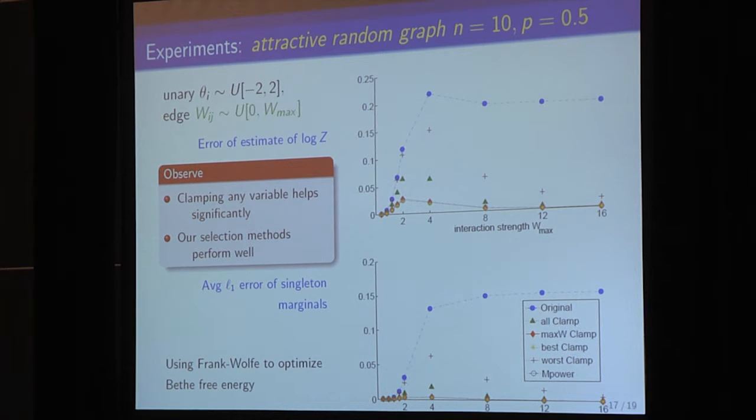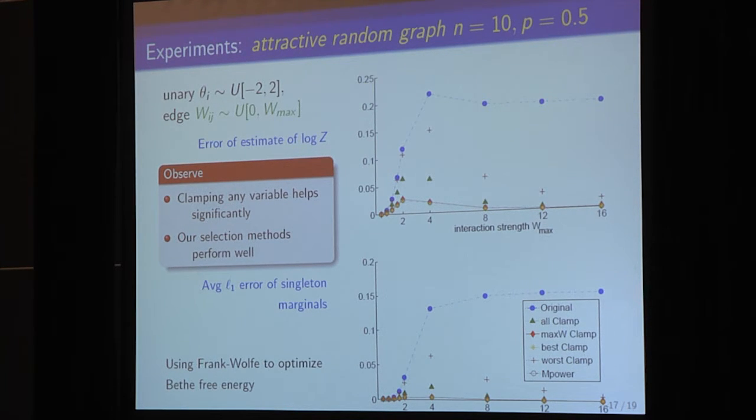So here we looked at random attractive models on just 10 variables, where each edge is randomly on or off with probability 1/2. And at the top, we're showing the error of the log partition function estimate. At the bottom, we show the error of the singleton marginals. The x-axis is the maximum interaction strength, and the y-axis is showing the error. So in both cases, blue is showing the original error, and then we have error for different choices of picking a variable to clamp. And the main takeaways are that clamping any variable helps significantly, and that our selection methods perform well here. So that's encouraging.